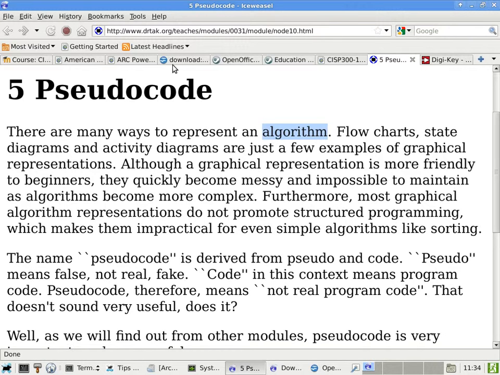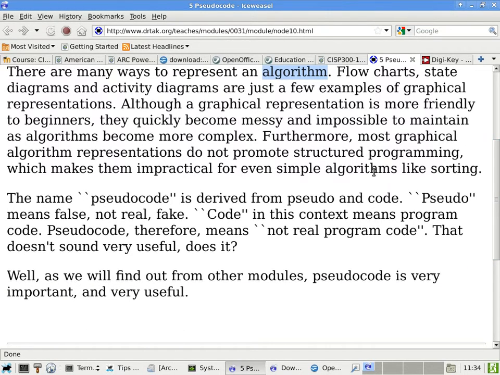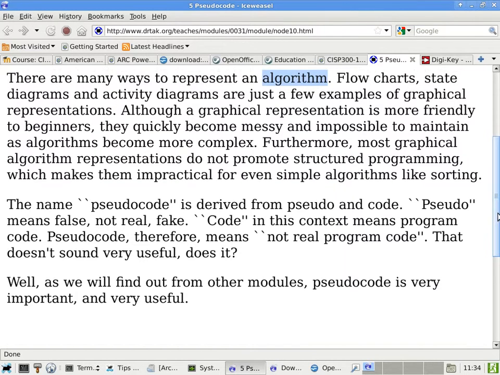But in this class, we don't use flowcharts. We use flowcharts only at the very, very beginning so that people can get a graphical representation of an algorithm. But other than that, we'll use pseudocode. So what exactly is pseudocode? Well, okay, let me just go back here a little bit and explain why I do not use flowcharts. There are two big problems with flowcharts.